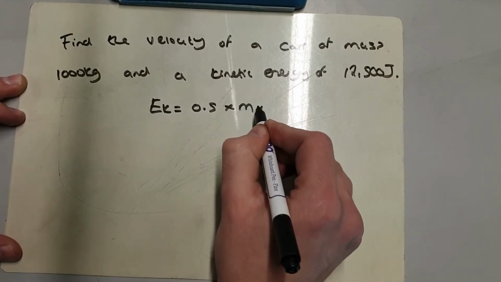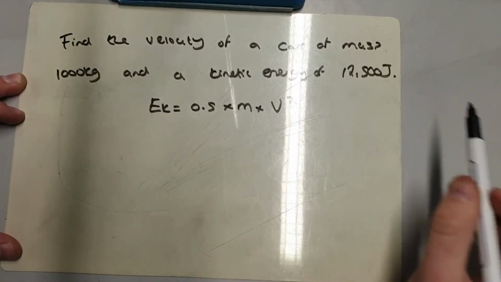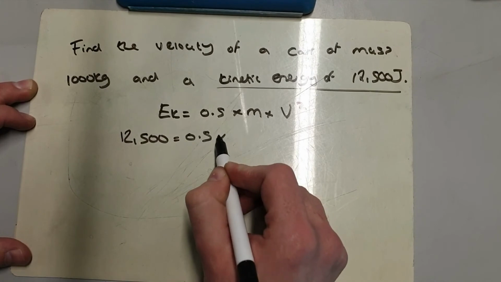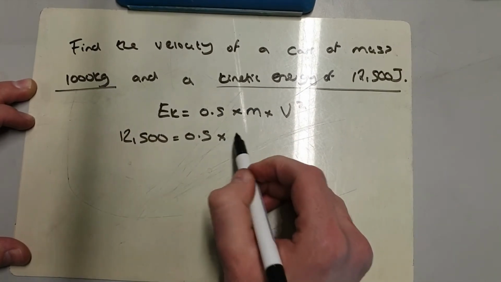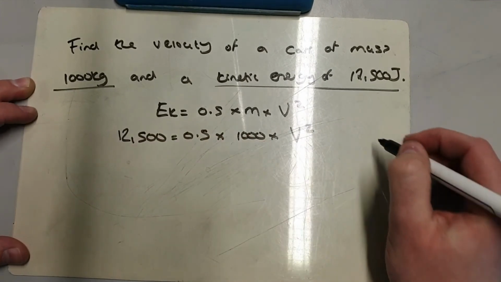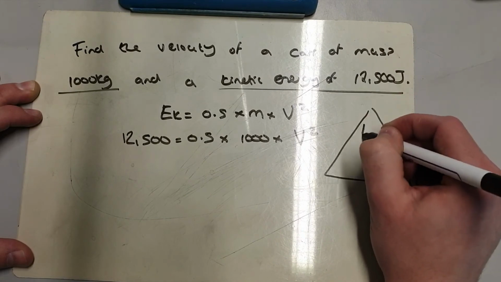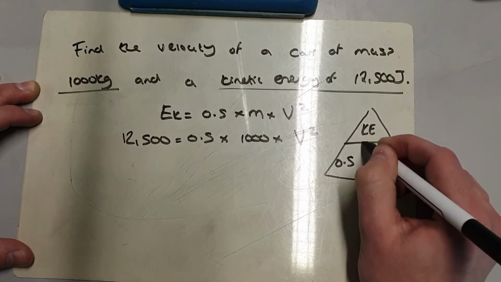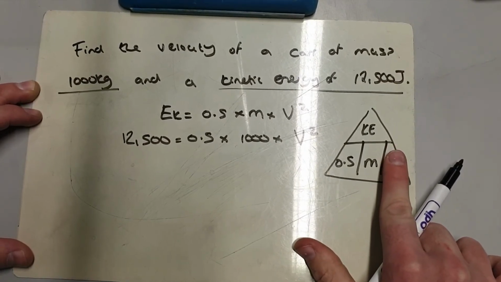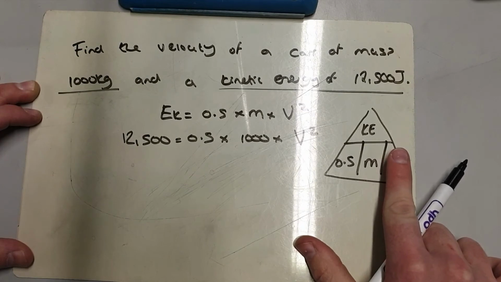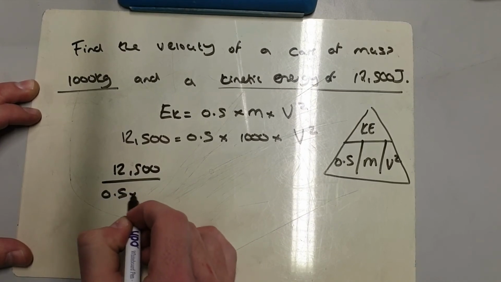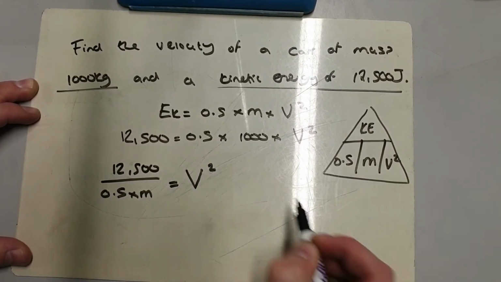We write down the equation first, we sub in the numbers that we know. Kinetic energy 12,500 equals 0.5 times mass of 1,000 kilograms times velocity squared. We always do this step. We ensure we do this step, it gets our marks. We go back to our triangle, kinetic energy, 0.5 mass velocity squared. We cover up the velocity squared, and we can see we've got kinetic energy divided by 0.5 times mass. So kinetic energy divided by 0.5 times mass, and that will give us velocity squared.